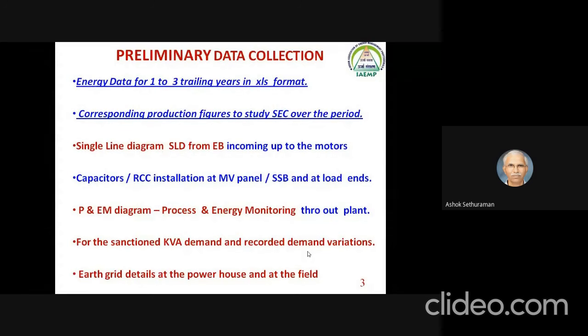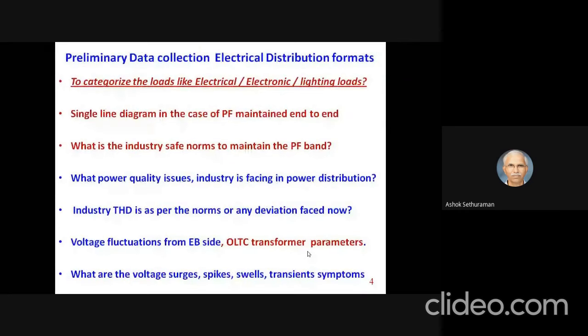Also, the energy audit looks into the safety aspects of the industry, the earth grid details at the powerhouse, what is done in the shop floor and what is done at the transformer end. These are also things to be taken care of during the preliminary data collection. After that, when you are entering the industry, let us see whether the loads are electrical or electronic or lighting loads. What are all the types of loads?